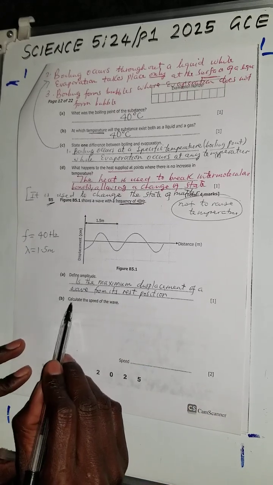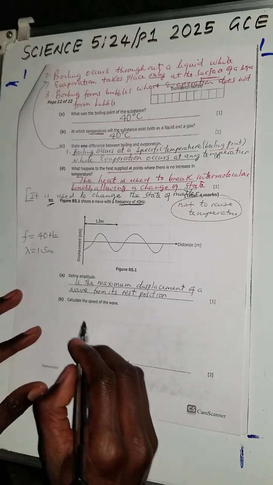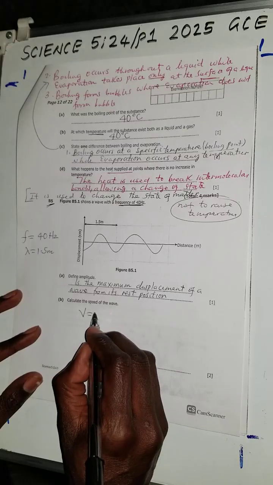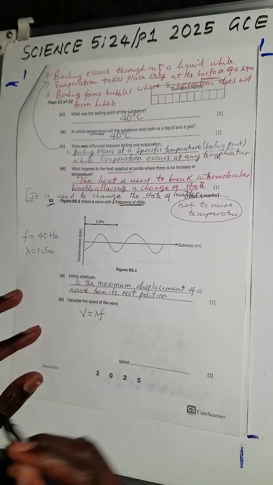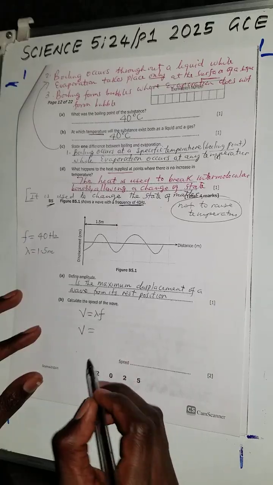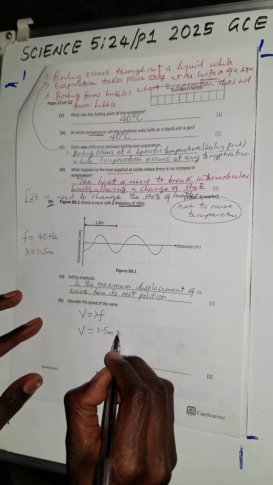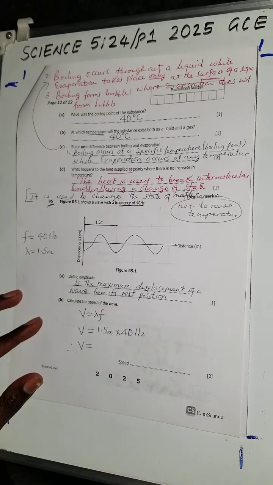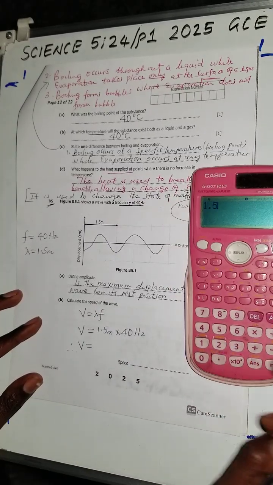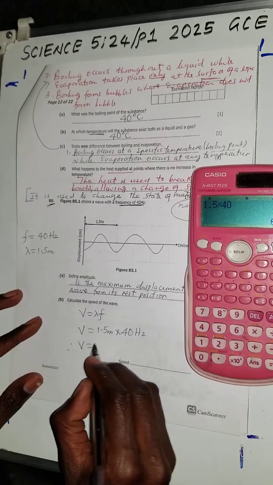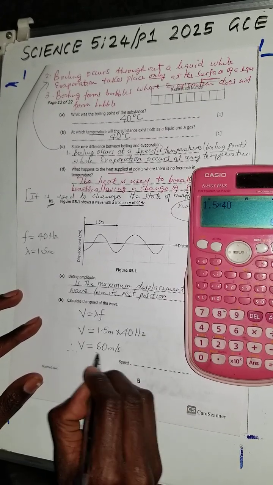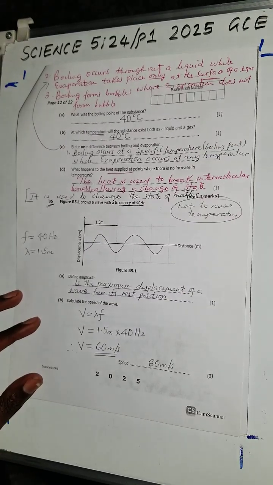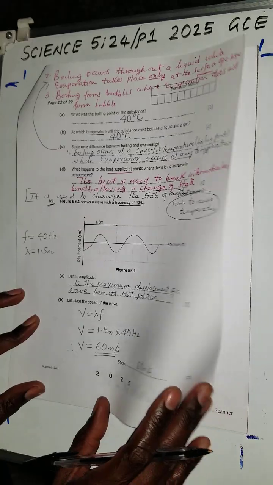Then the question there says B, calculate the speed of the wave. So if you remember, in this case, the formula, the speed or velocity of a wave is equal to wavelength multiplied by the frequency. So the wavelength, we know it is 1.5 meters multiplied by the frequency, which they gave us to be 40 Hz. So if you replace it there, 1.5 multiplied by 40 is going to give you 60 meters per second. And therefore the speed there is simply 60 meters per second. So that is what you needed to do there, right?